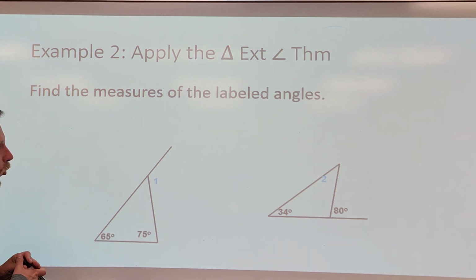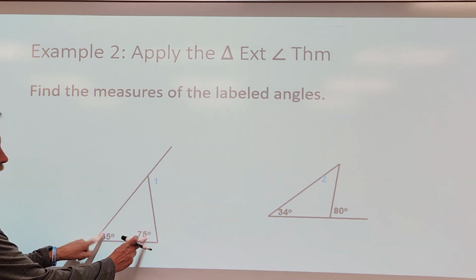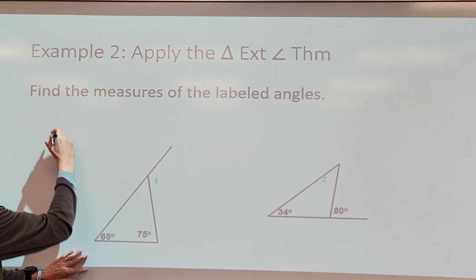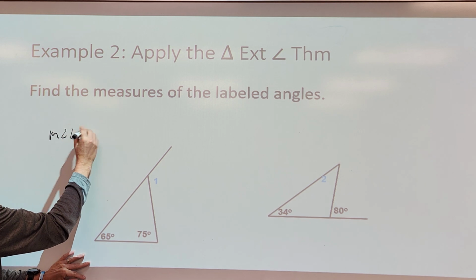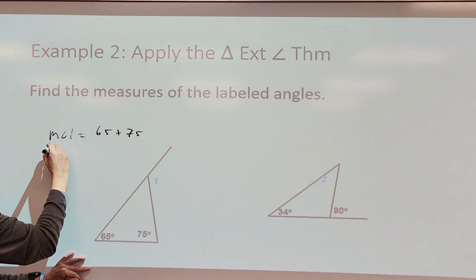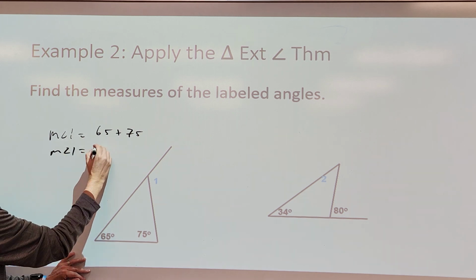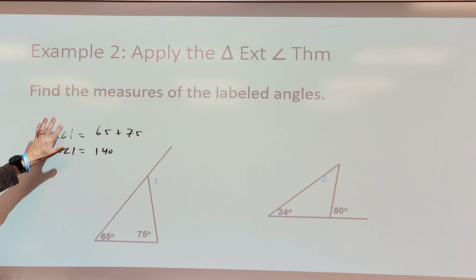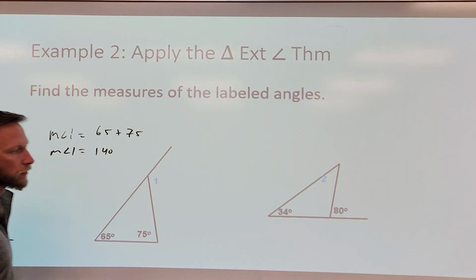So the measure of angle 1 here, instead of using these to find that and then using this to find that, I can go straight from the fact that the measure of angle 1 is equal to the sum of the remote interior angles. And so I can add those together to get 140. The measure of angle 1 is equal to 65 plus 75, 140 degrees.